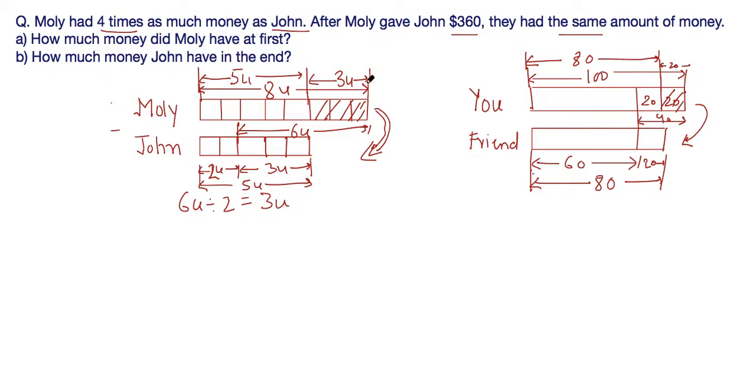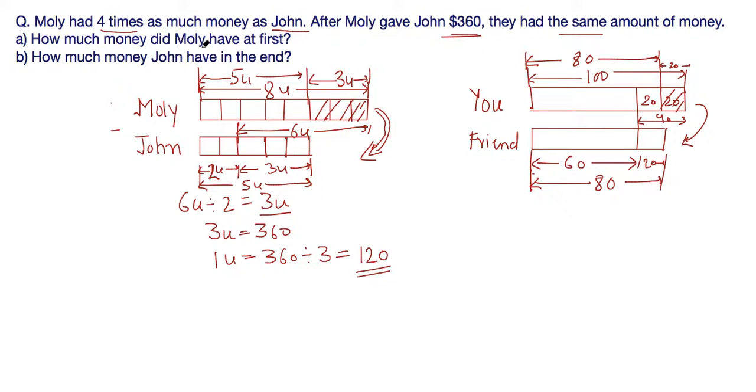Okay, now how do we solve it? If you read the question, it's given clearly: after Molly gave John 360, they had the same amount of money left. So Molly gave how much? 3 units, and this 3 units is equal to what? 360. So 3 units is 360. So 1 unit will be 360 divided by 3, which is equal to 120, right?